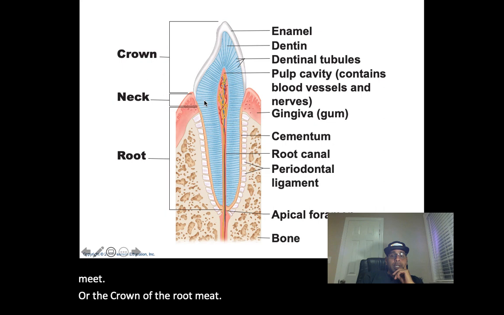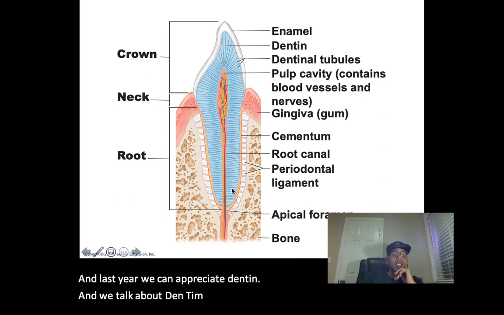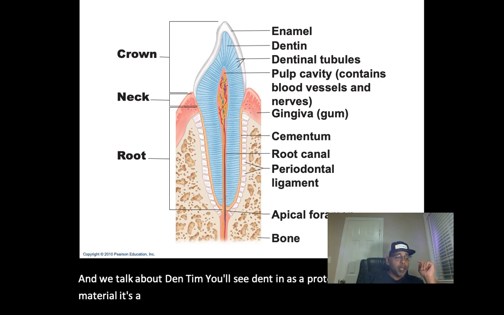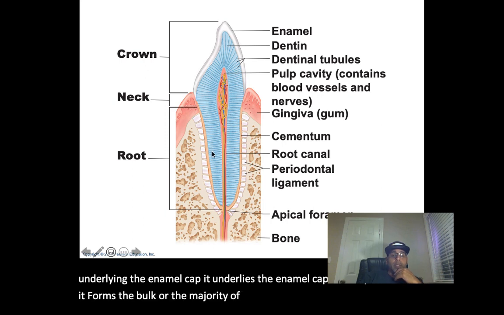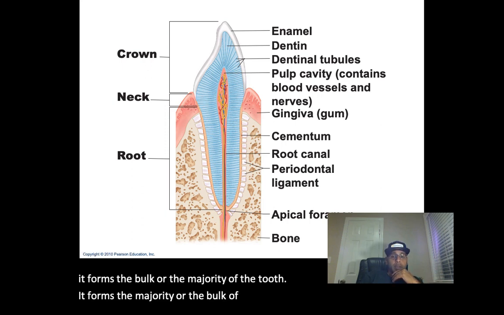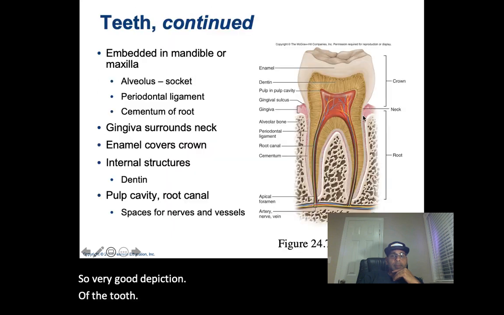And last here we can appreciate dentin. Now when we talk about dentin, dentin is a protein-rich, bone-like material, and it's found underlying the enamel cap. It underlies the enamel cap, and as you can see, it forms the bulk or the majority of the tooth. So very good depiction of the tooth. Same exact thing you're seeing here.